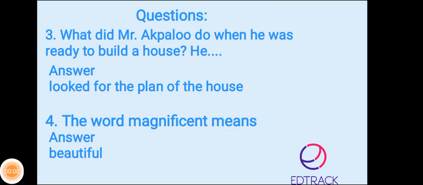All right, so let us proceed to the next question. That's question number 3. What did Mr. Akwalu do when he was ready to build a house? This is a direct question. It is a question whose answer is very obvious in the passage. The answer is clearly stated in the passage, so it is a direct question. So our answer for that is he looked for the plan of the house. So when he wanted to build his own house, he looked for the plan of those houses he admired.